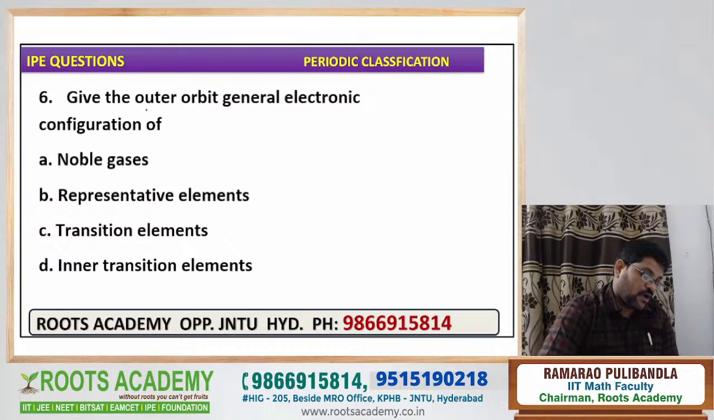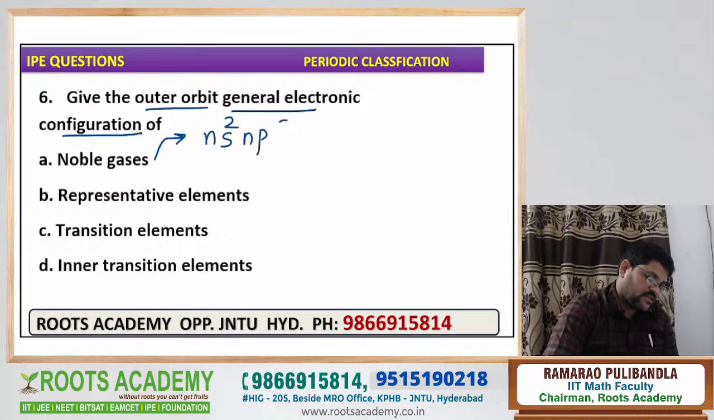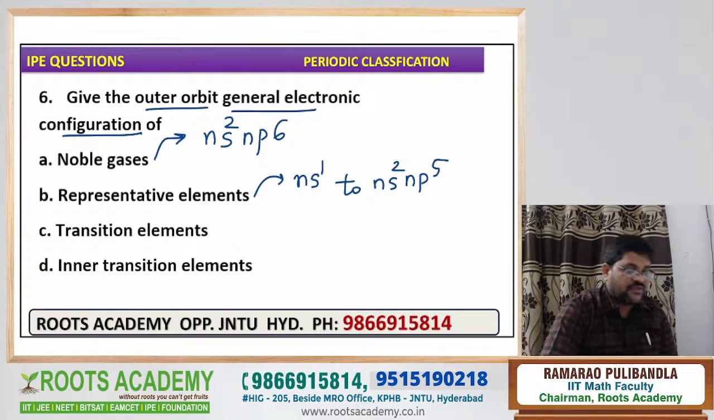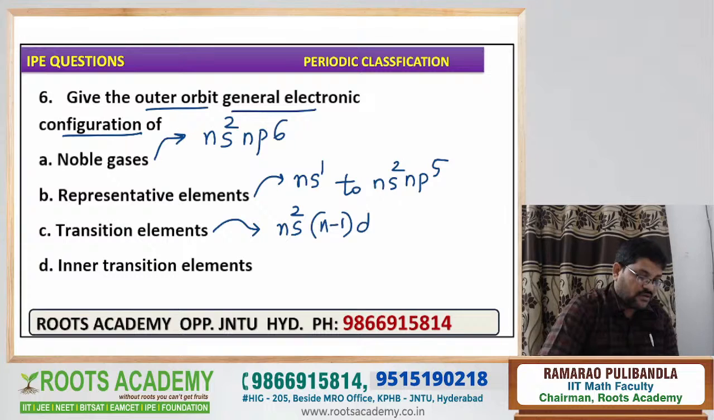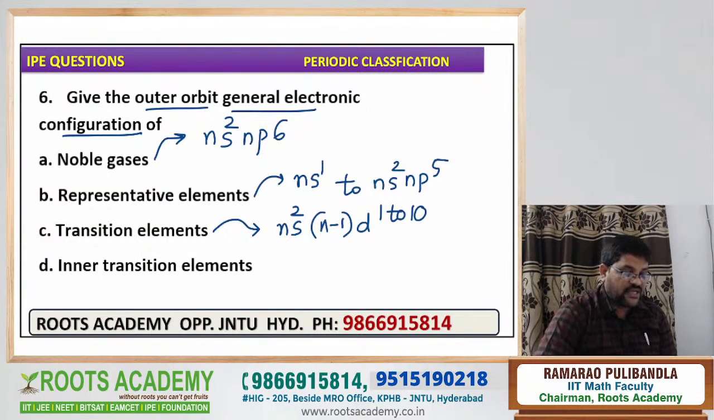Give the outer orbital general configuration of noble gases. For noble gases, the general configuration is ns2 np6, completed. For representative elements, it is ns1 to 2, np1 to 5. This is the general configuration of representative elements. Come to the transition elements: ns2, (n-1)d 1 to 10.